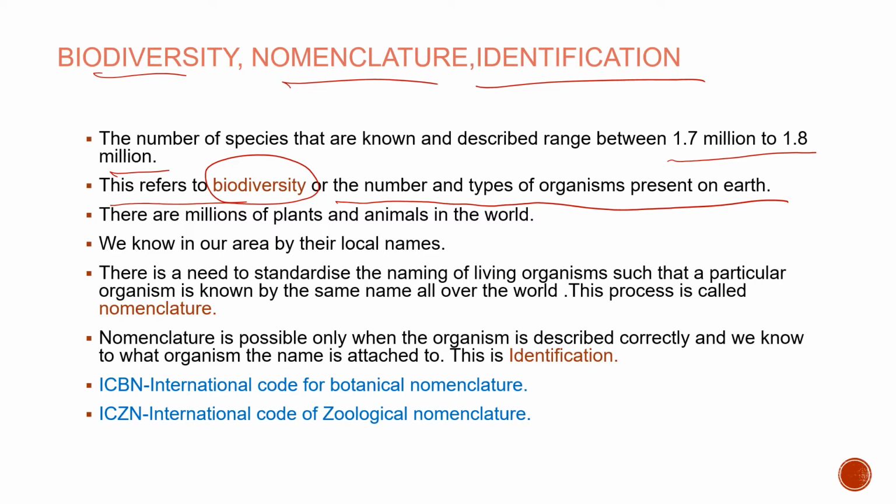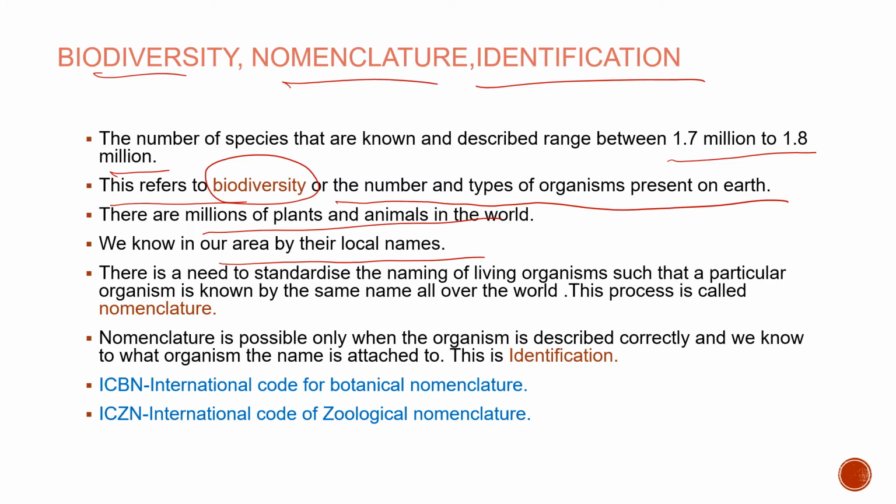Now there are millions of plants and animals in this world. In our areas, we know those plants and animals by their local names. Local names have been given to the animals in our own place, and the local name would always vary from place to place. So millions of plants and animals are there.